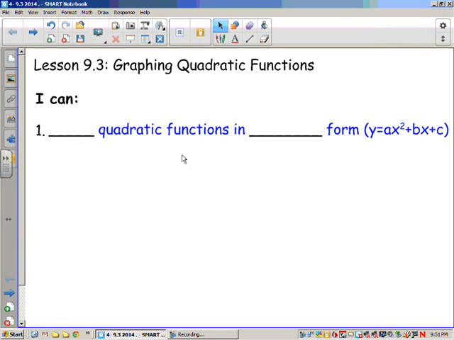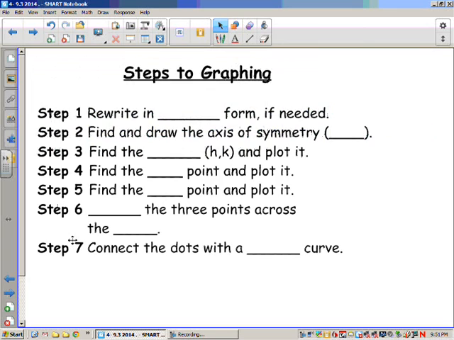Hello and welcome to our lesson 9.3, graphing quadratic functions. At the end of the lesson you should be able to say that you can graph quadratic functions in standard form. Again, standard is ax squared plus bx plus c. We've got to know how to find the a, b, and c here.